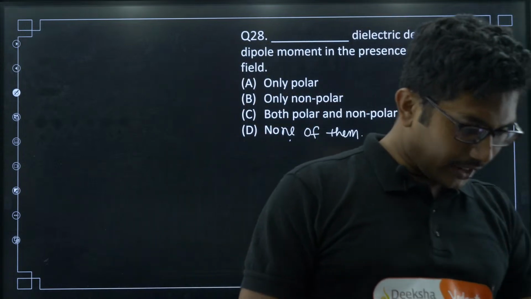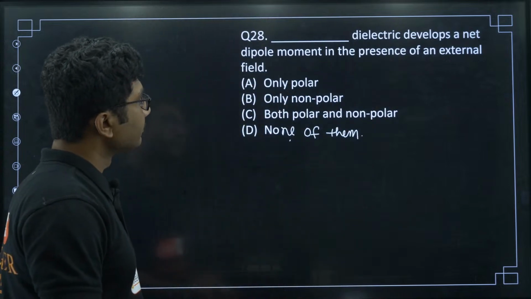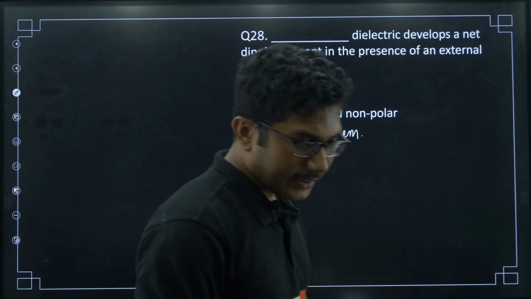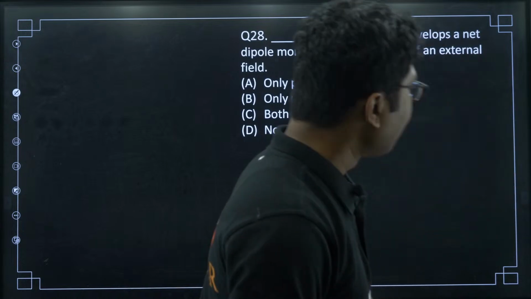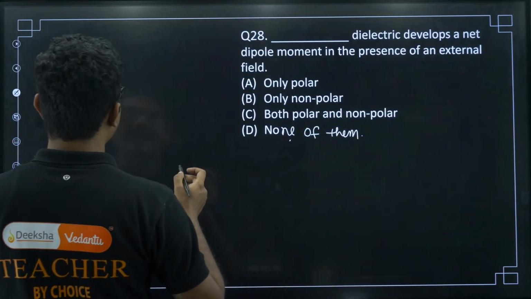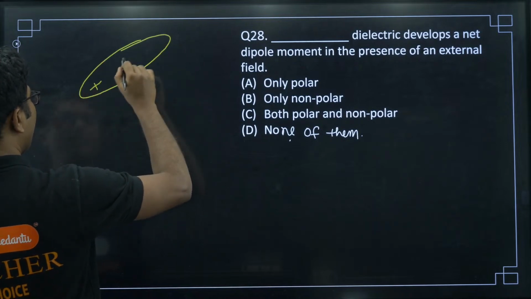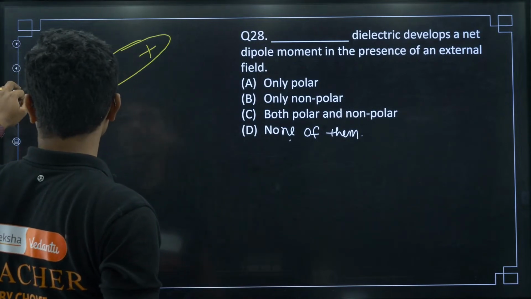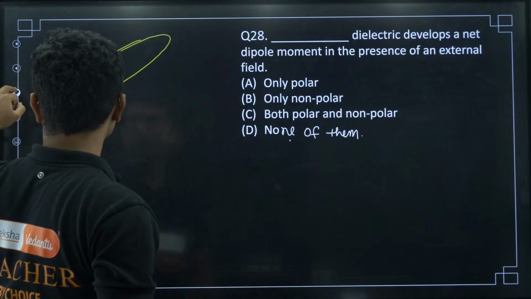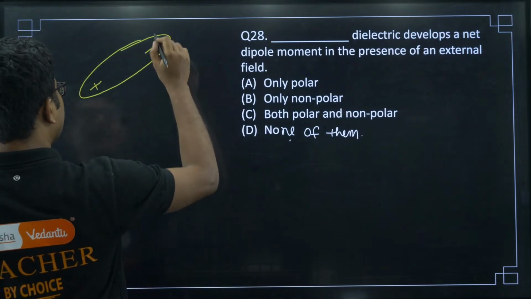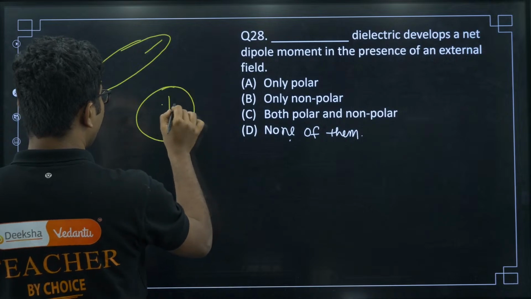Varija is saying 28A. Any other answer? If you have seen my dielectric explanation, polar molecules have a molecular dipole moment, because their centers do not coincide, but in non-polar molecules their centers do coincide.